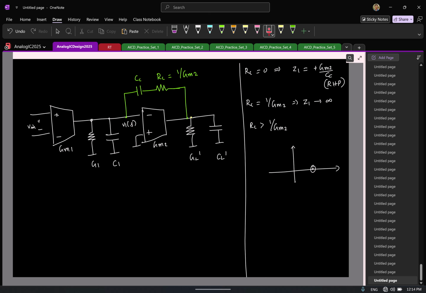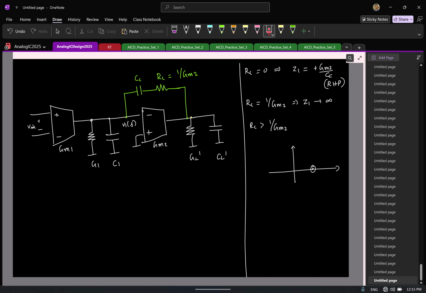Now if I keep increasing RC, this basically goes here. I mean, best thing is you take out the, you assume finite RC, that is, don't assume to be 1 by GM2. Find the location of 0 with RC, and then it will be clear. But as of now, let's say it's gone to infinity.